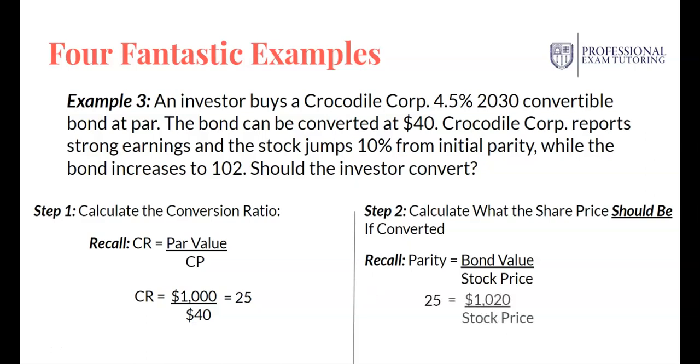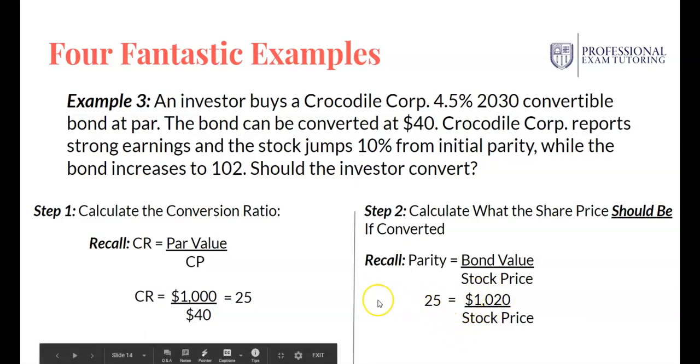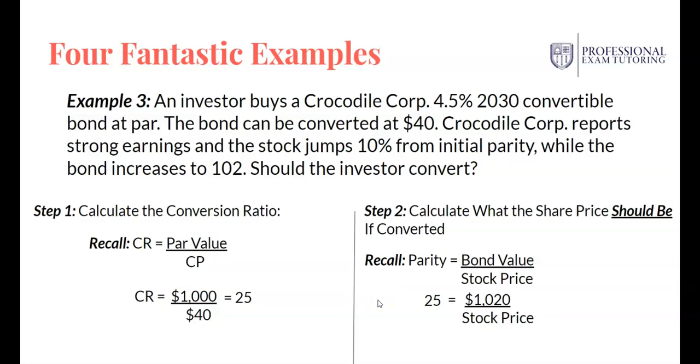So what I mean by this, let's start out with 25 as a conversion ratio, which is on one side. We know that the bond value divided by the stock price has to equal the 25 in order to say that we are in parity. So we start out by seeing that the bond price is at 102 as the bond increased. So the bond price at 102 means that its value is worth 1,020. In order to be at parity at this price, the 1,020 divided by the stock price has to equal 25.